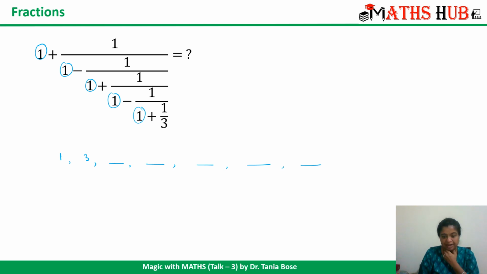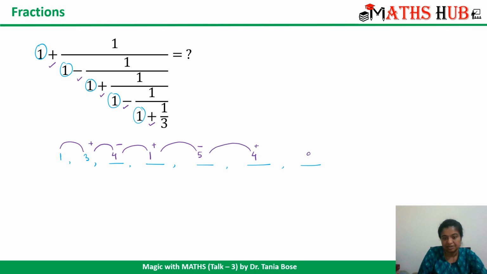So how to fill these blanks? We'll start from the bottom. We have a plus over here, so the first term we will be adding: 3 plus 1 is 4. After this plus, we have the next minus, so we will now subtract: 4 minus 3 is 1. Then we have a plus sign, so we will add: 1 plus 4 is 5. Then we have a minus sign, so we will subtract: 5 minus 1 is 4. And then we have a plus sign, so we will add now: 4 plus 5 is 9.